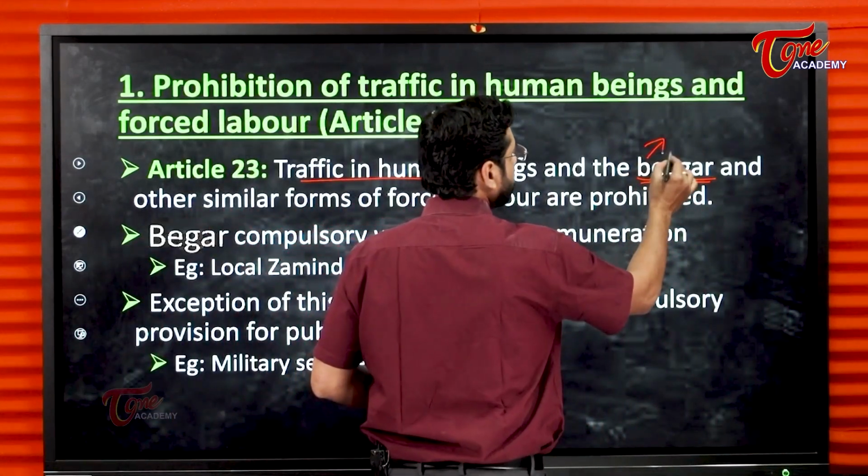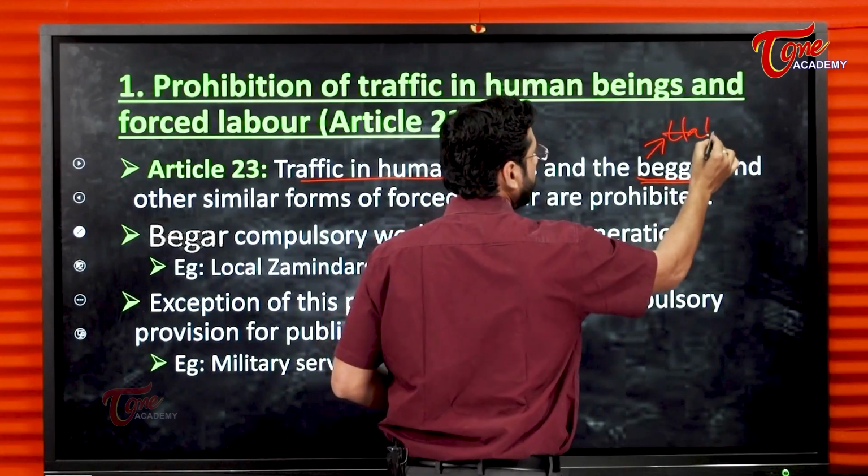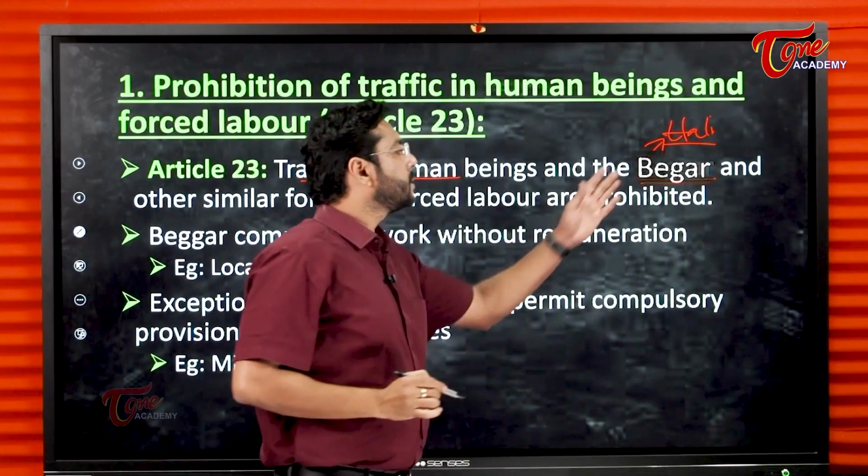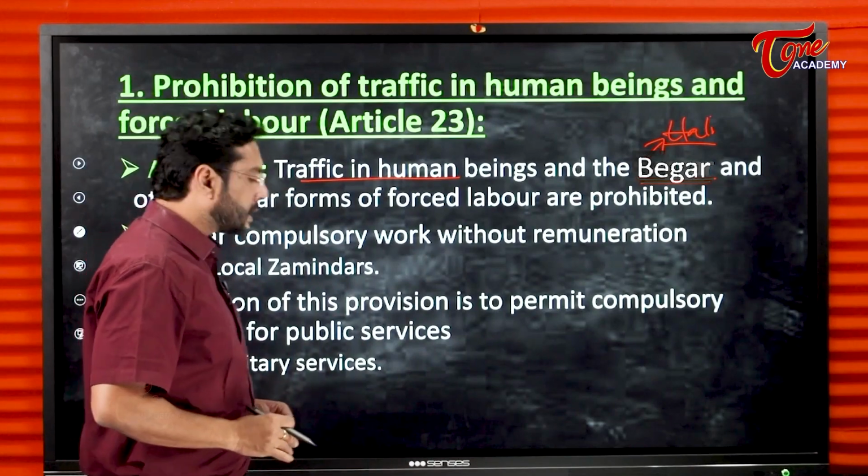We call it hali. It's also a Hindi word. So this beggar system and similar forms.